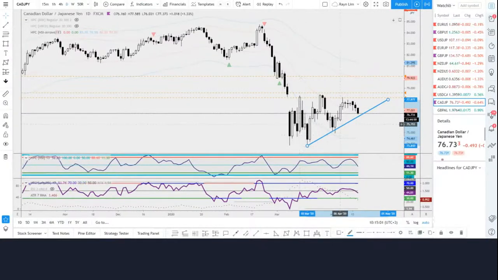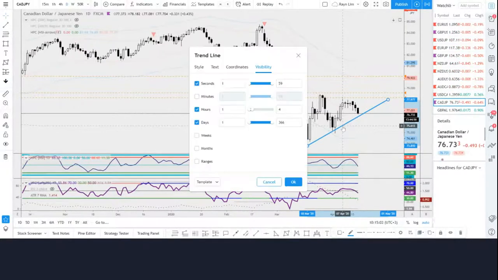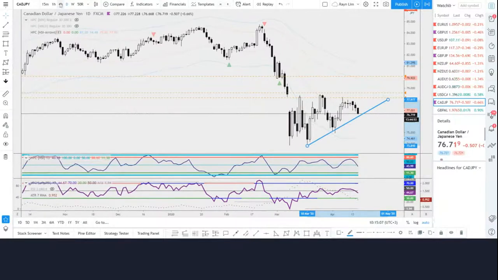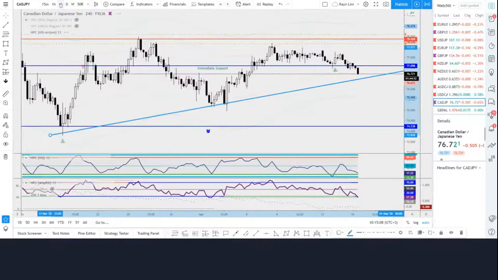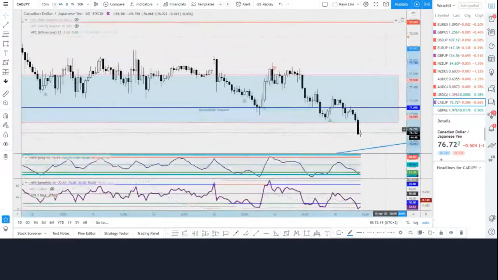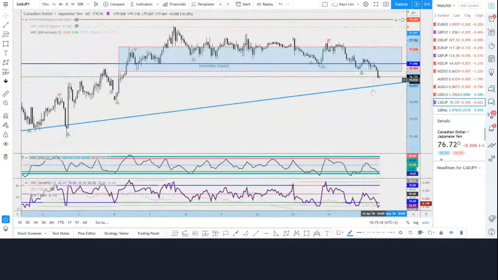Alright, so this is for me to observe if there's a break and close below. Okay, so usually I will just use one time frame, but in this case, let's see on the 1 hour chart how the market reacts over here. Okay.